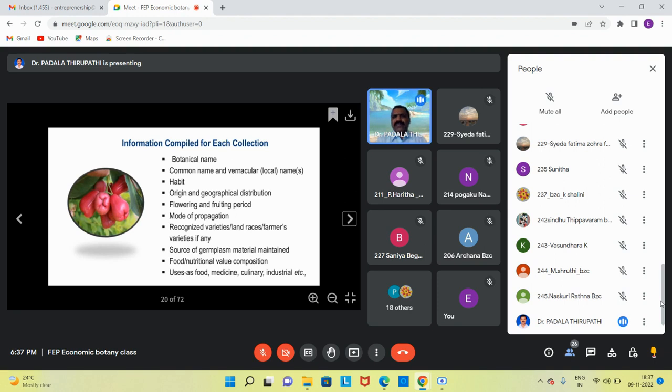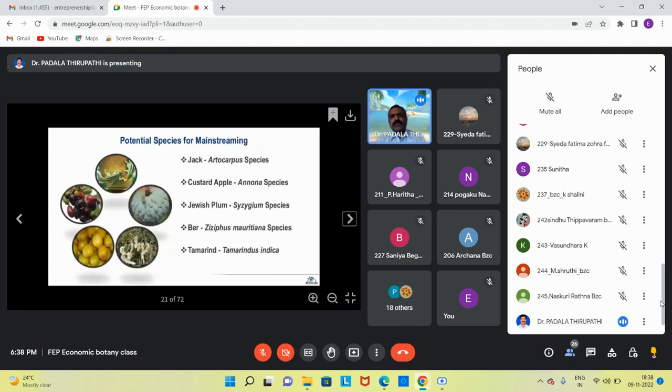And what information is compiled for each collection? These are the information: what is the botanical name of that plant, what is the common name or the vernacular name, like a herbarium species. My dear friends, we know the herbarium sheet: the botanical name, where it was collected, the date, how many members were collected, and which mode of propagation. So that related information we can collect in that area.